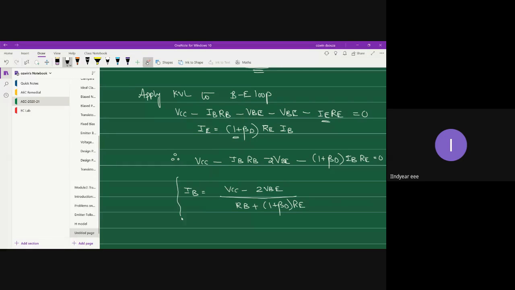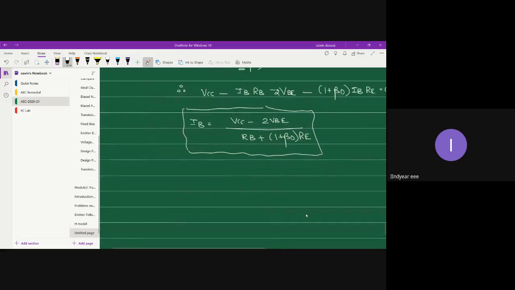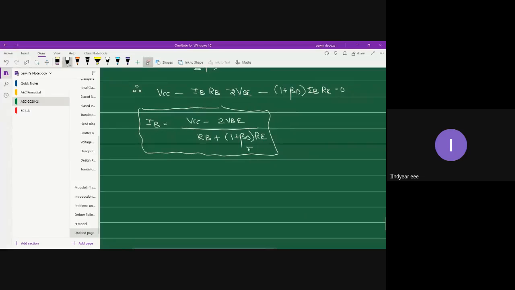Okay, so it is actually similar to your conventional emitter follower expression, right? The same expression you are going to get. The only difference is that you have super beta gain beta D and you have 2 VBEs. Okay, so 2 VBEs is due to the presence of 2 transistors. So once IB is found, you can find IC as beta D times IB, right? Yeah, so that's your Darlington emitter follower circuit.